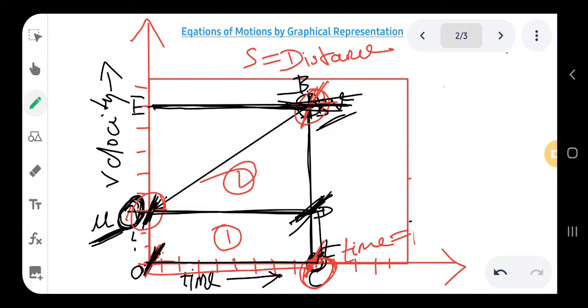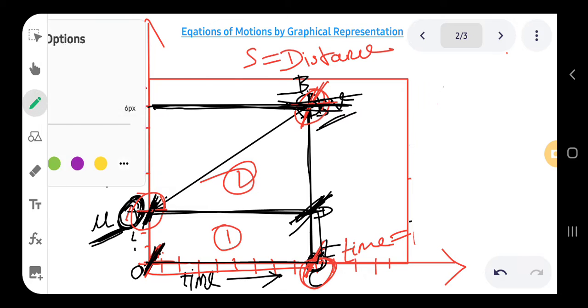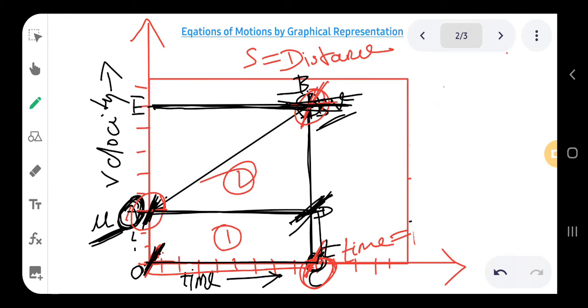So let's write it. If we find the trapezium area, by not finding the rectangle and triangle separately, can I write it as half into OA plus BC into OC? Yes, I can write. OA is our one parallel side, BC is our other parallel side, and OC is our height.